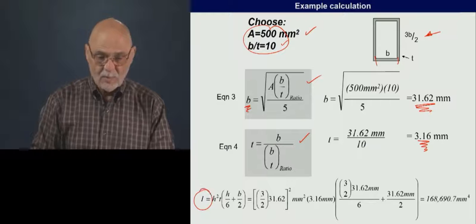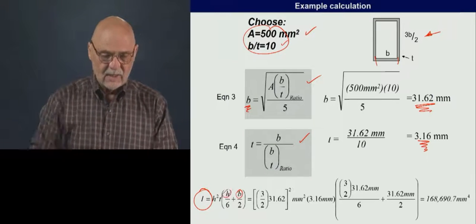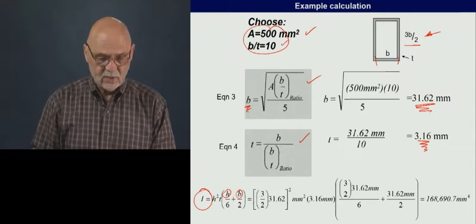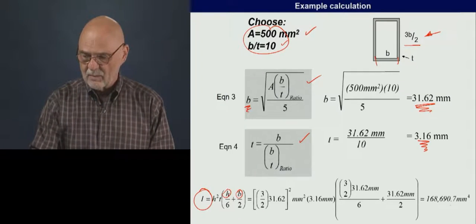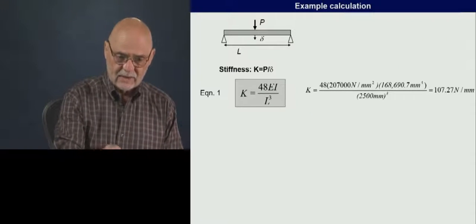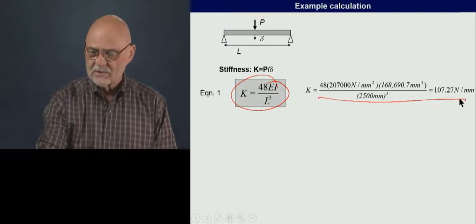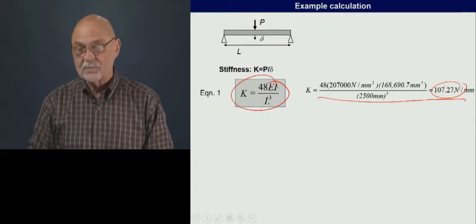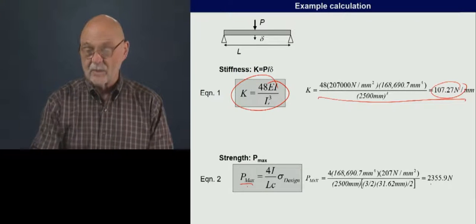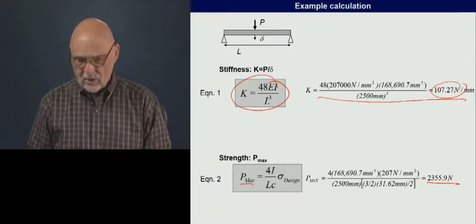Now we can solve for the moment of inertia. It's just a function of the height of the beam, which is 3/2 B, and the width and the thickness. So we can come up with a particular number for that. And then we can plug that into the stiffness equation. It's shown here. We have a stiffness of 107 newtons per millimeter, and we can put it into this equation, and we can come up with a strength for that beam. Okay, so these are the steps that we're going to be going through.